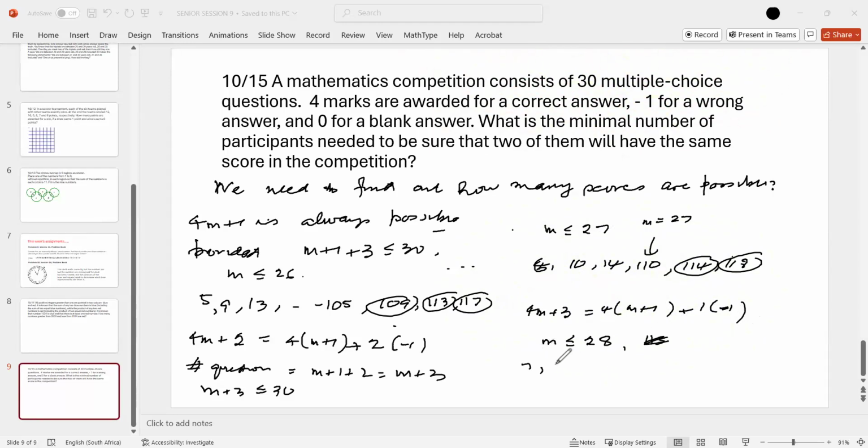7, 11, 15, all these, going up to 115, m equals 28, but 119 is not possible. So the numbers which are not possible are those which are ringed here, right? Which means there are only 6 numbers from minus.